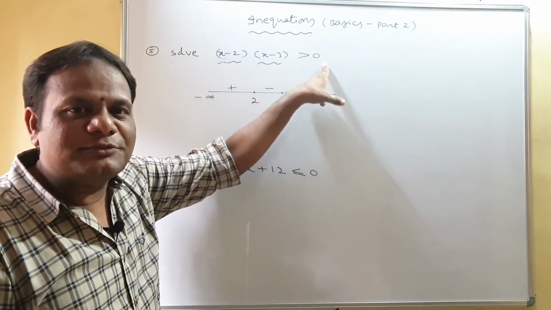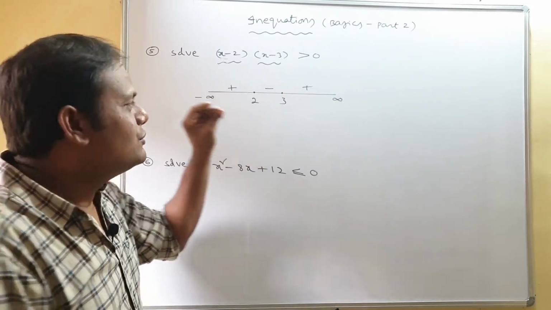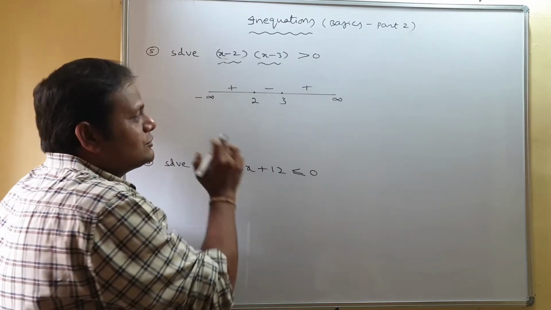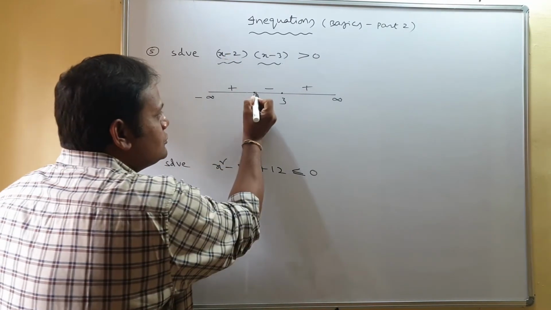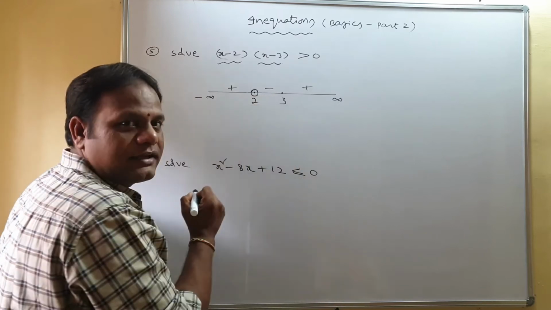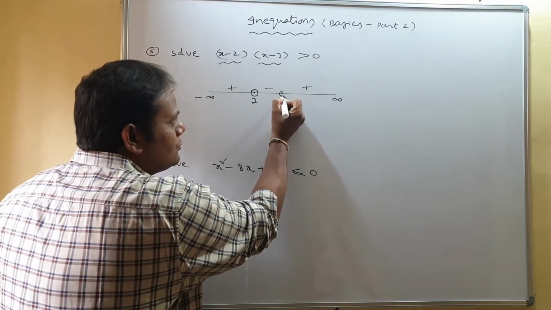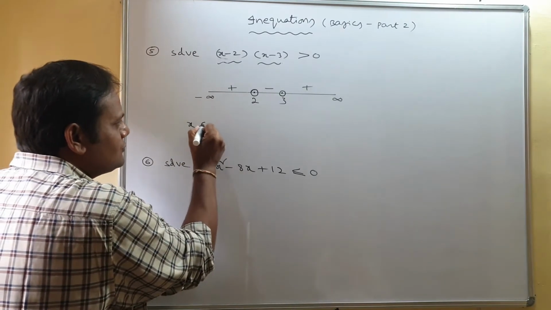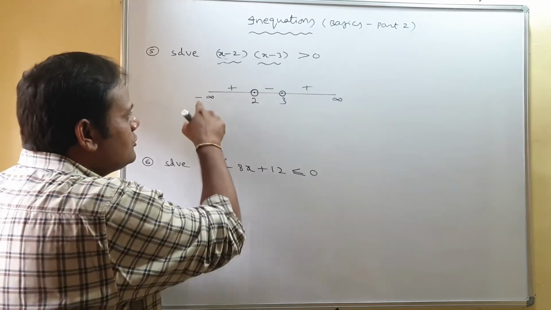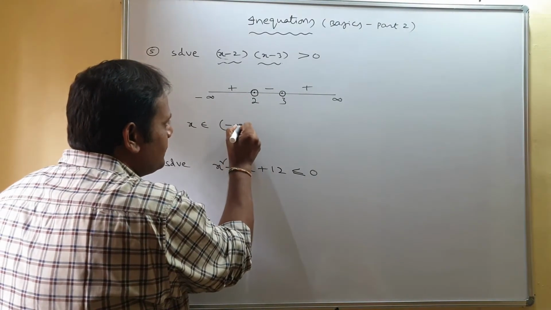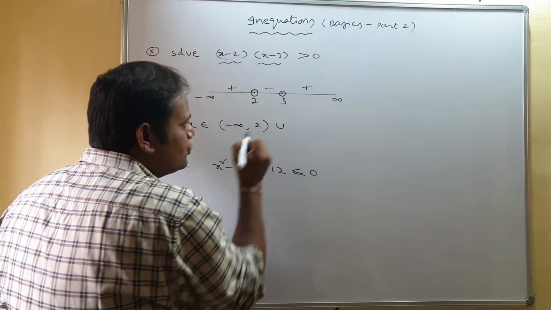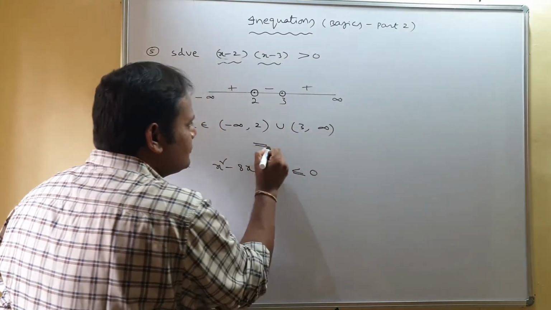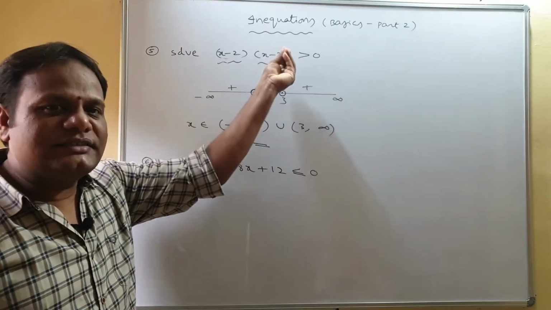Now you tell, in what intervals is it greater than 0? Greater than 0 means positive or negative? Yes, positive. Here you observe that there is no equal to sign. So can we take 2? No, so blank circle. Can we take 3? No, so blank circle. Now you give the answer. x belongs to where it is positive: minus infinity to 2, so (minus infinity, 2) union (3, infinity). So this is the solution for this inequation.